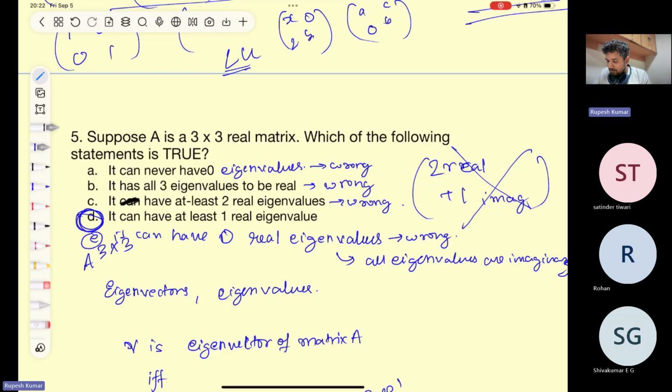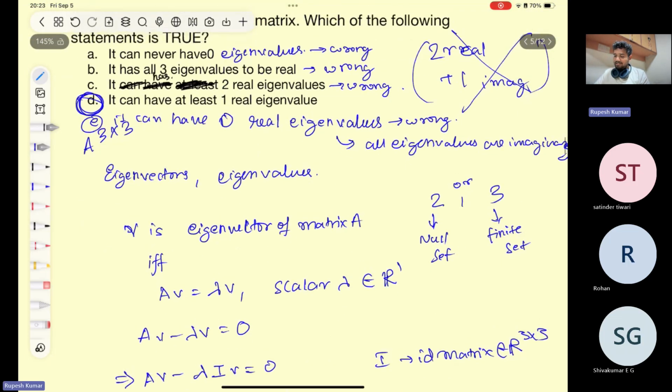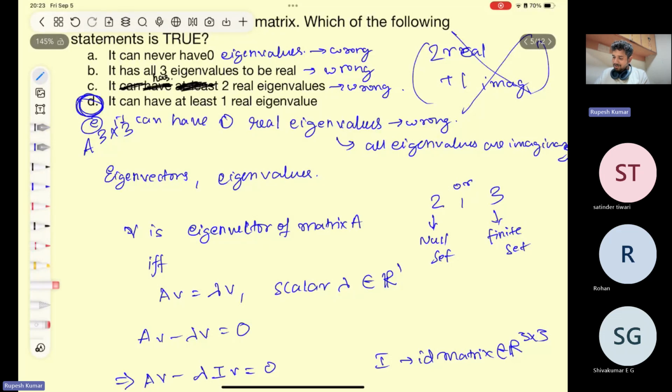It has at least. I think then we have to erase the at least part, right? It can have two real eigenvalues. Let me correct this again. It has two real eigenvalues. Now there is no ambiguity in the question and everything is clear, right? Now option C is wrong.